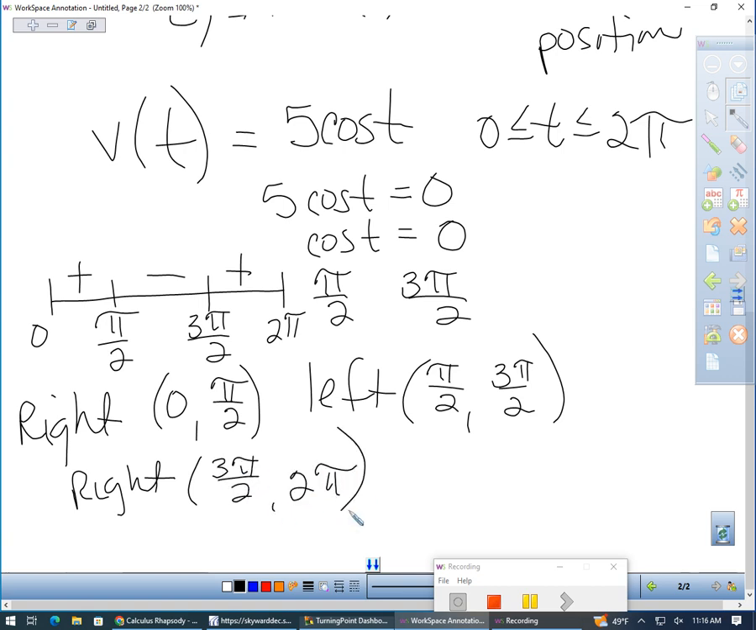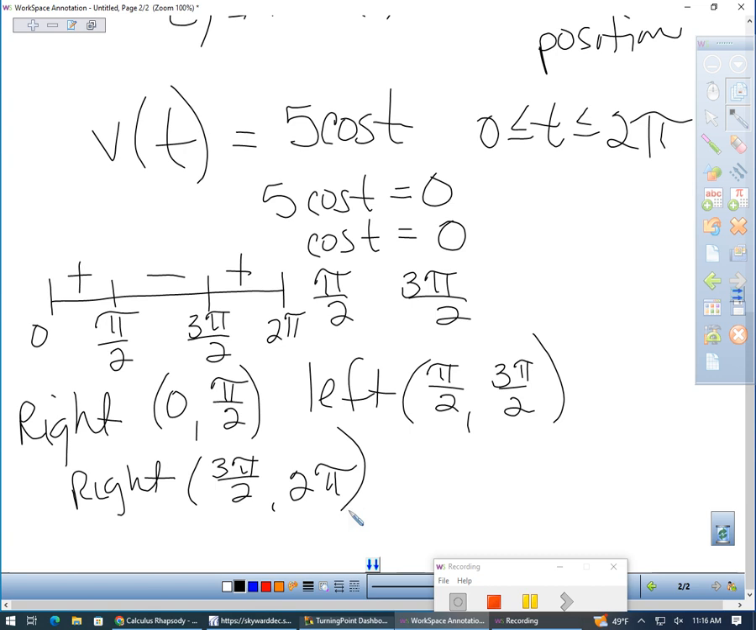Now, why am I doing parentheses and not brackets? Because it's not bounded. Correct. It can equal those. Those are where it stopped, right? So it's not moving right or left at those points. So we cannot use brackets on them. They have to be parentheses. Okay? We're good with that part.